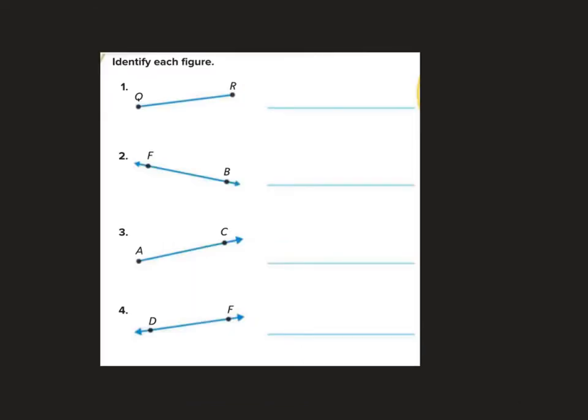Okay, let's identify each figure. So here we have a line segment. Line segment could be written as QR, and then we just do like this on top with no arrows. Shows it's a line segment. All right, next we have the line FB. So I'm going to write FB, and then I need to draw lines on both sides. Let's write on here too that this is a line segment because it has two endpoints. This is a line.